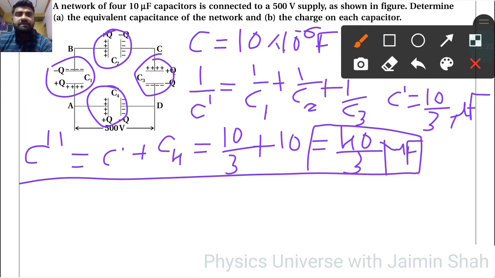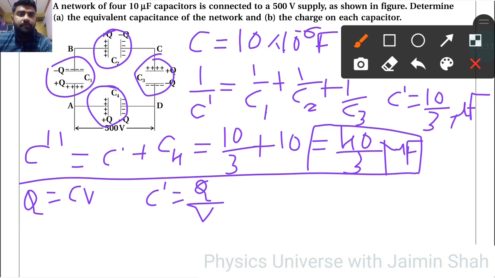Now the charge on each capacitor. Now we have to find the charge on each capacitor. We know the formula Q is equal to CV. Voltage remains constant for a parallel connection. These three are in series, right? The voltage is 500 volt. So C dash is equal to Q upon V, so Q is equal to CV.